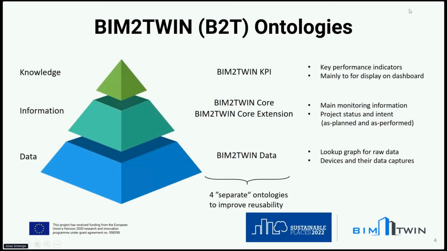The way we structured our data in this BIM2Twin project is that we split it into three parts. So we have this pyramid of data, information, and knowledge. The data part is the raw data coming from the construction site, which could be, for example, laser scans, images, sensor data. And then we process this data and end up with the information part.